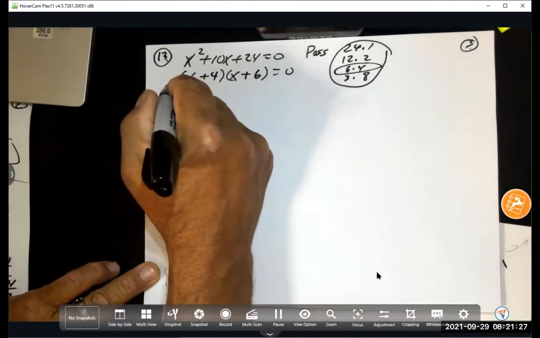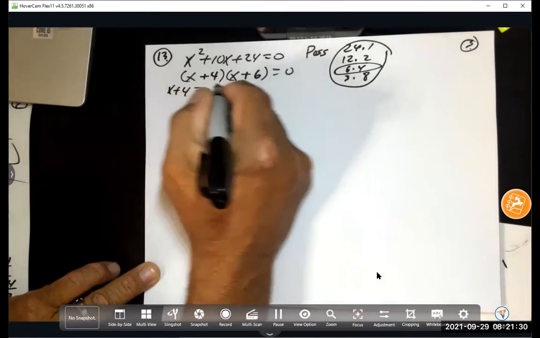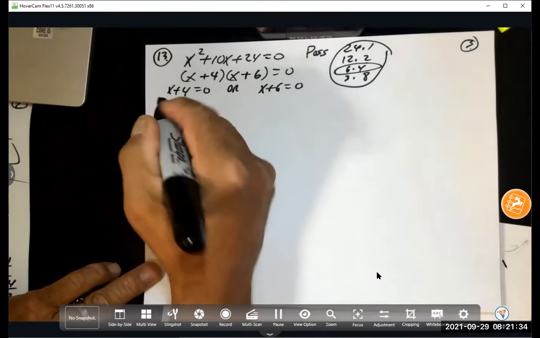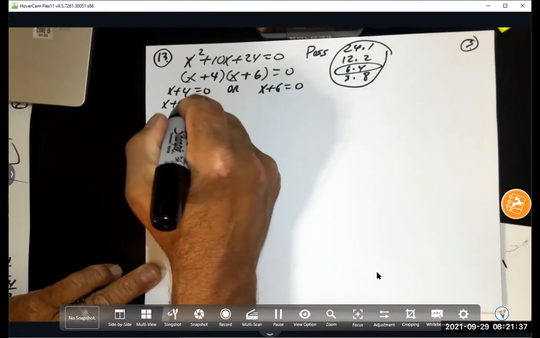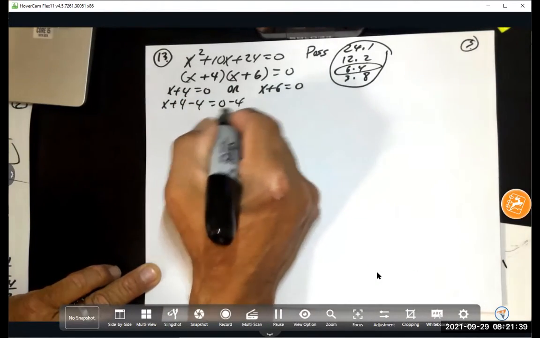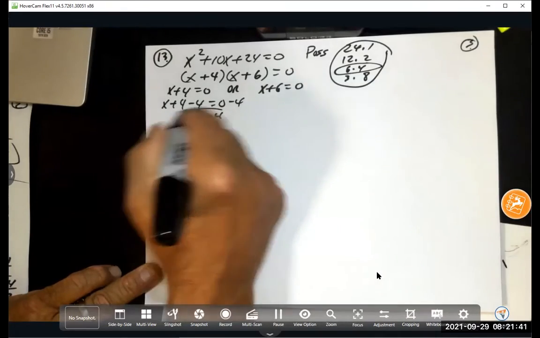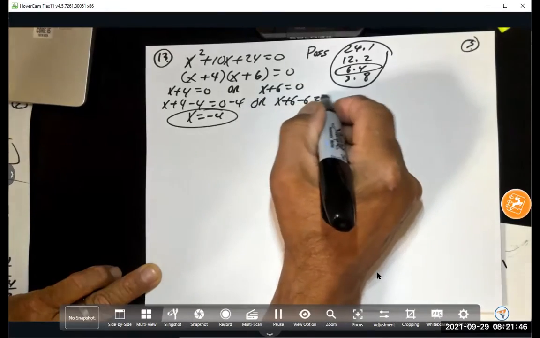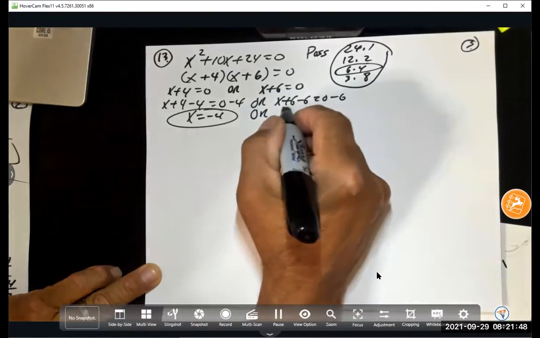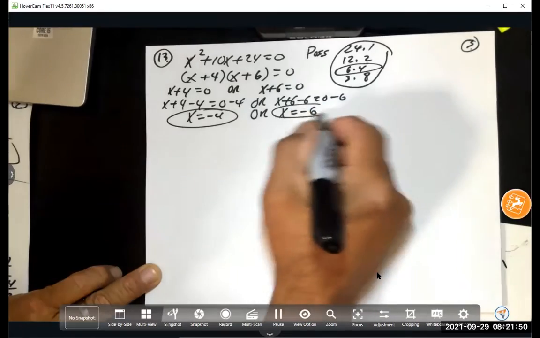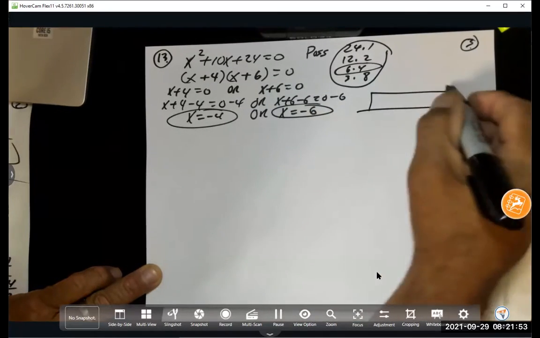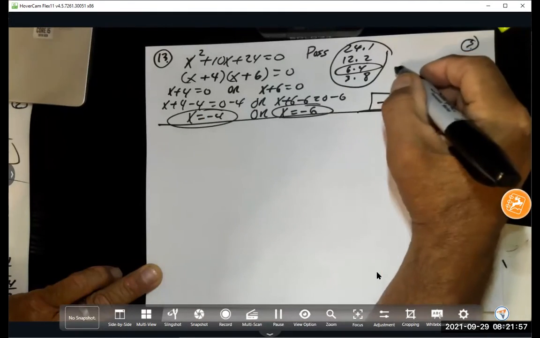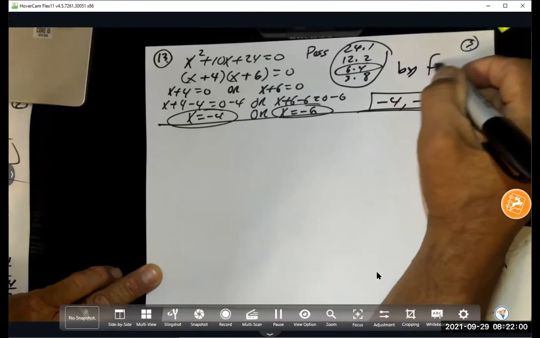So now we have x plus 4 is 0, or x plus 6 is 0. x plus 4, minus 4, and 0 minus 4, so I know x equals -4. I got one answer. Over here, x plus 6, minus 6 and 0 minus 6, x equals -6. We got another answer. So my two answers in my box are going to be -4 and -6. This is called factoring.